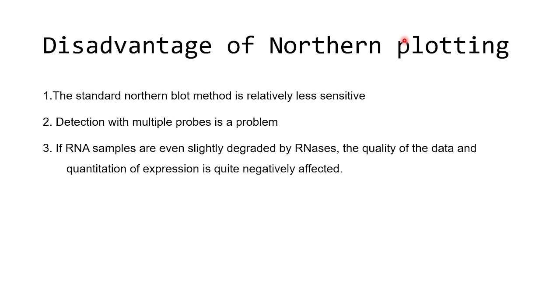So the disadvantages of northern blotting are that, first of all, you're working with an RNA, so it is very susceptible to degradation. It gets easily degraded. So if RNA samples are slightly degraded by RNases, the quality of the data and the quantification of the expression is negatively affected. Now, the standard northern blot method is slightly less sensitive, and detection with multiple probes becomes a major problem.